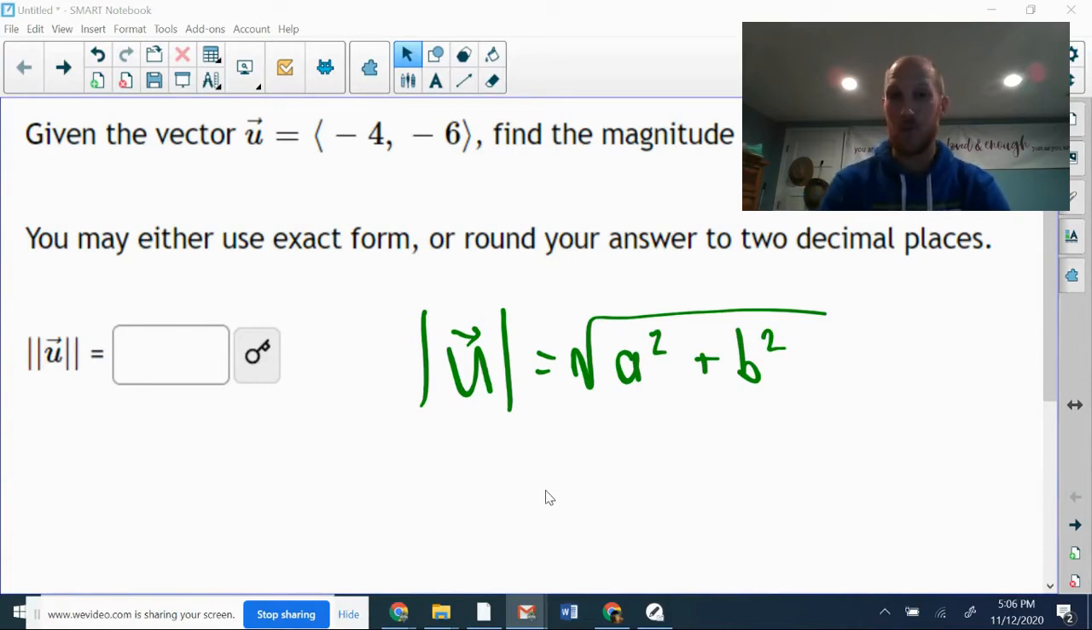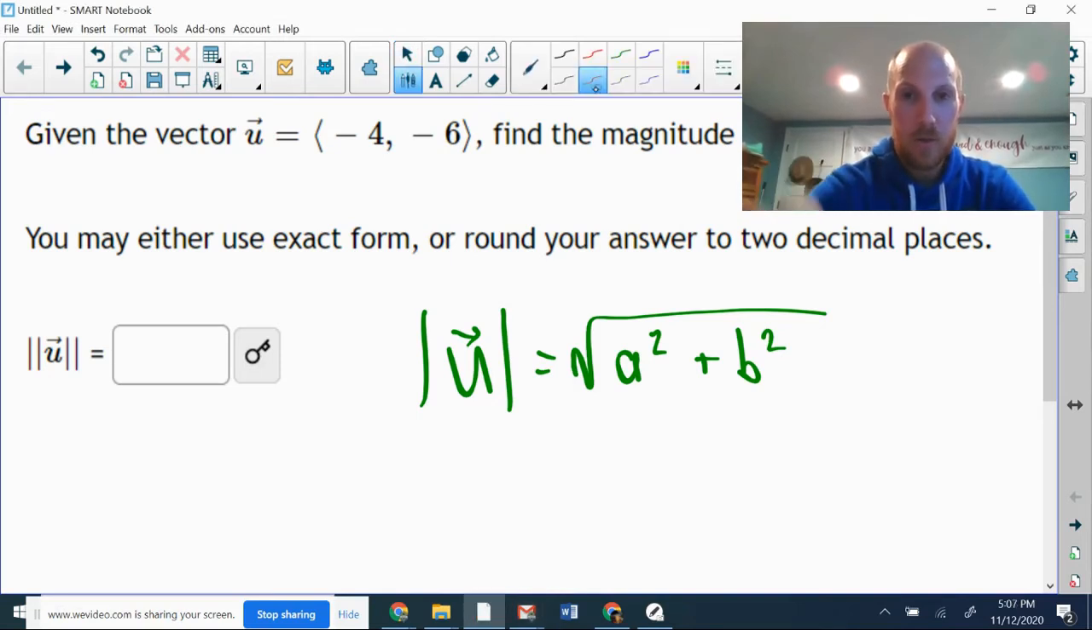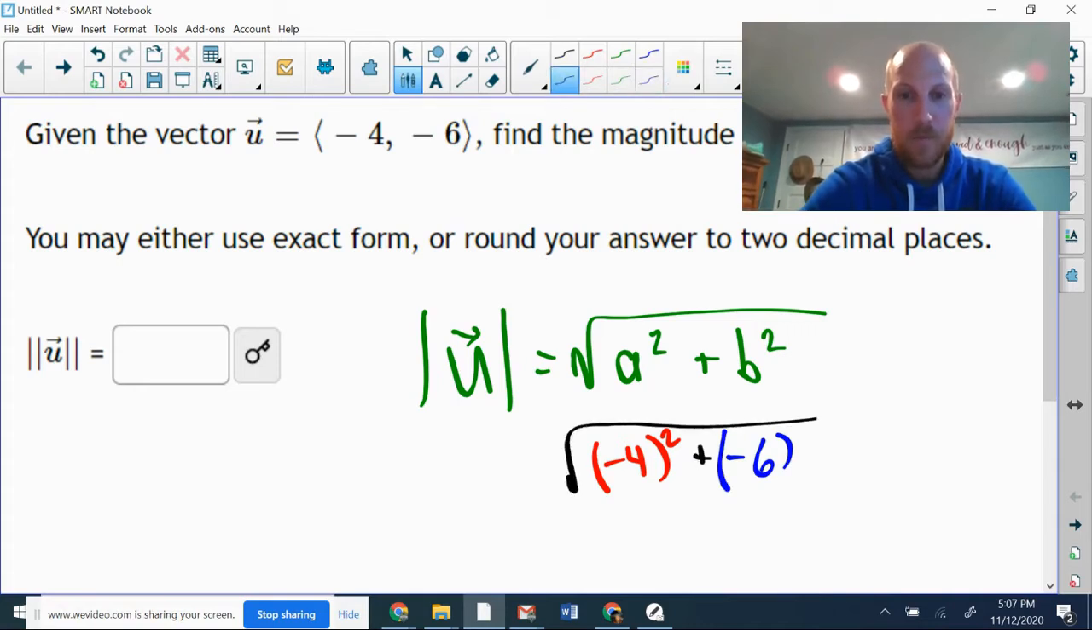All right, so part two gives us that same vector and now asks us to find the magnitude of the vector. So that's the length. Our magnitude formula is basically the Pythagorean theorem, but it's been rewritten to use vector notation. So the magnitude of vector u, which looks like those absolute value symbols, is the square root of a squared plus b squared, where a and b represent the x and y components of the vector. So I am going to take that -4, square that, take that -6, square that, add them, square root.